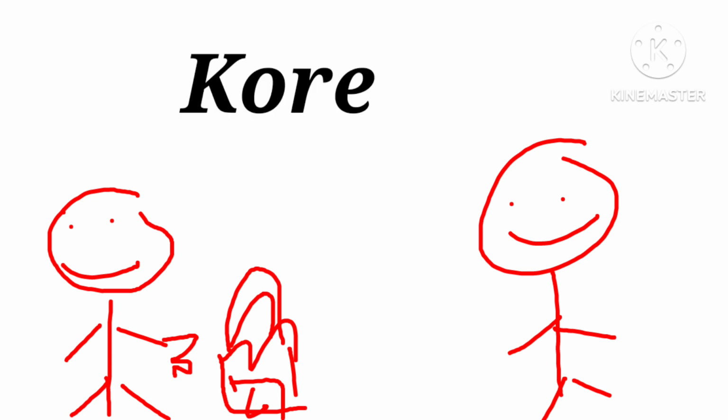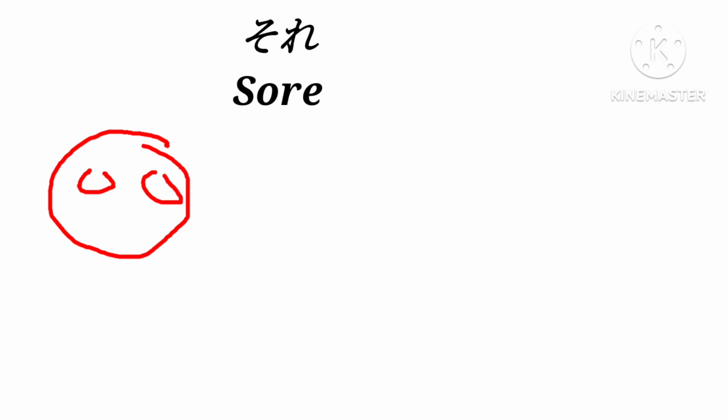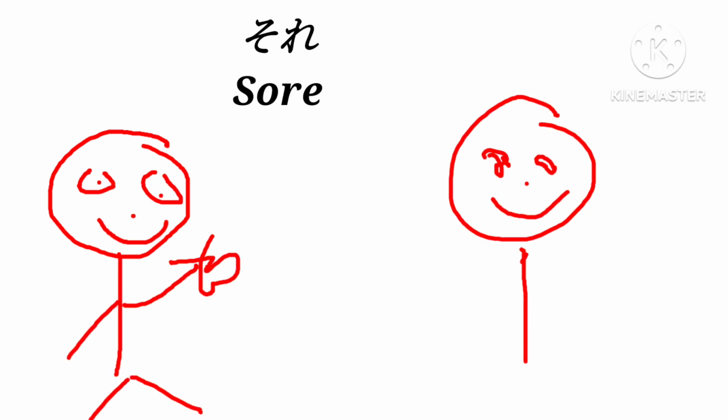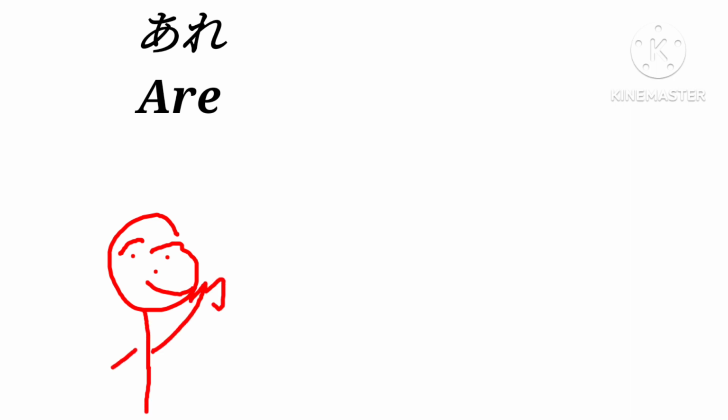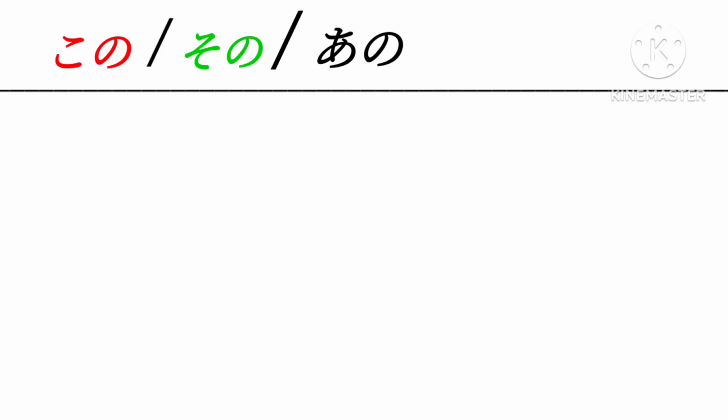Minasan, let me give you the example. In this picture, sorry, my drawing is not very good. In this picture, the bag is with the speaker, so here we will put kore. And Minasan, here sore will come because in this picture the bag is with the listener. So Minasan, here are will come because in this picture the bag is far from both speaker and listener, right?